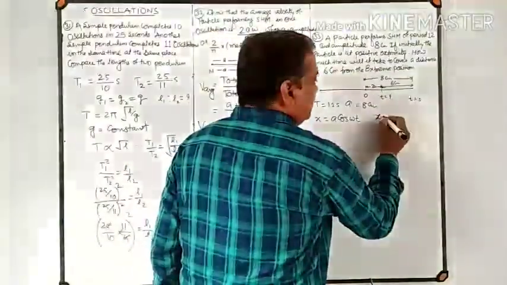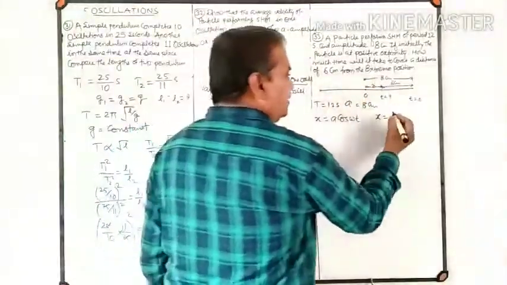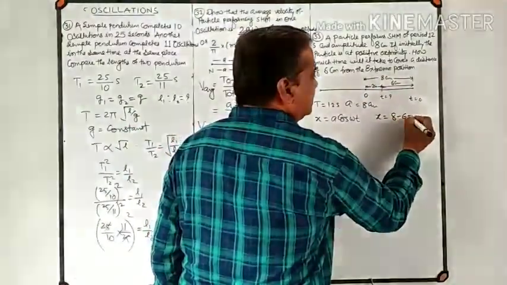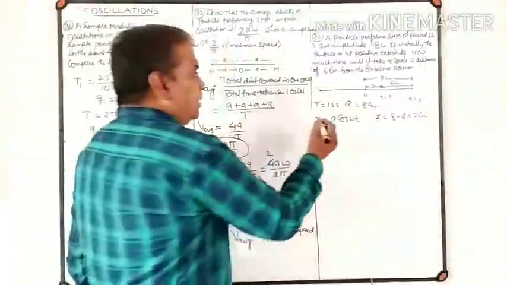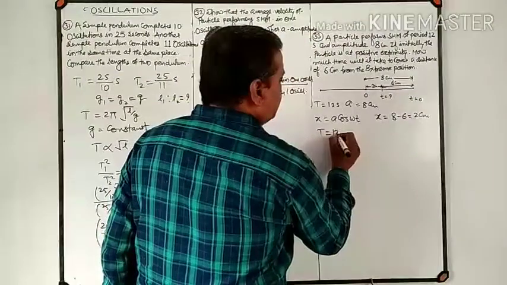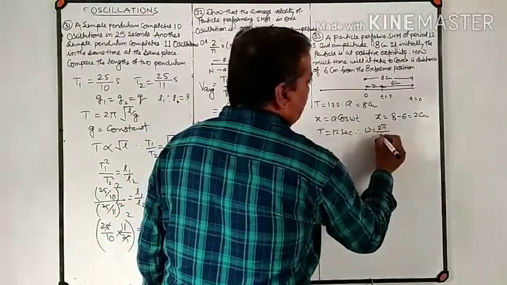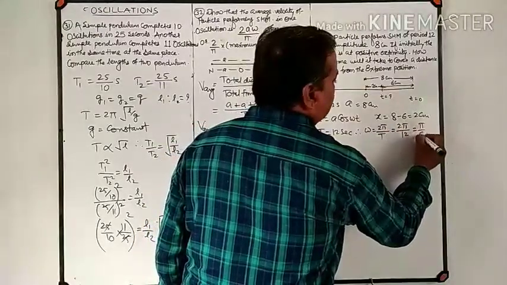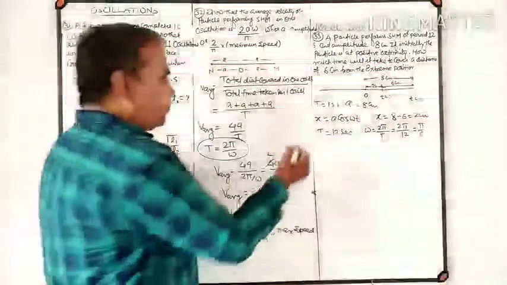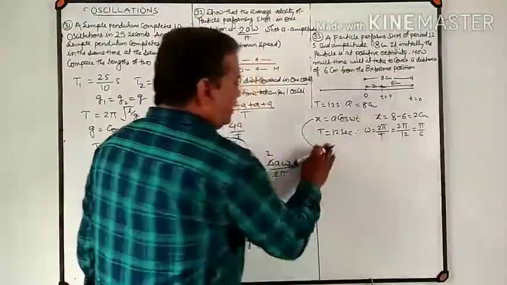Means here we can say when the particle covers a distance of 6 centimeter, its displacement from the mean position is 8 minus 6, that is equal to 2 centimeter. Now as T is equal to 12 seconds, therefore omega, which is equal to 2 pi by T, equals 2 pi by 12, which is pi by 6. Now put this value.